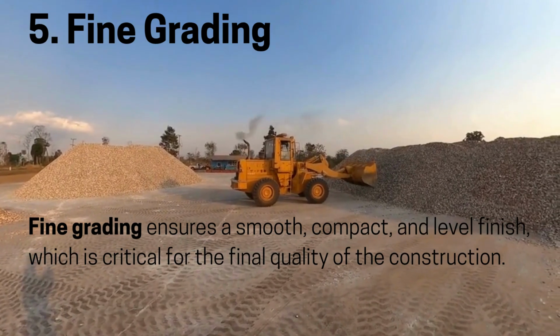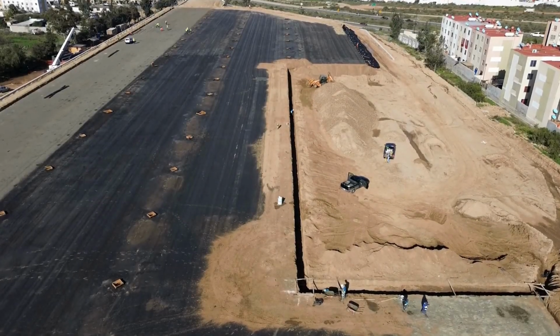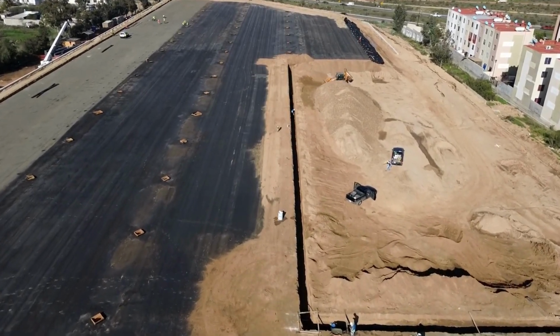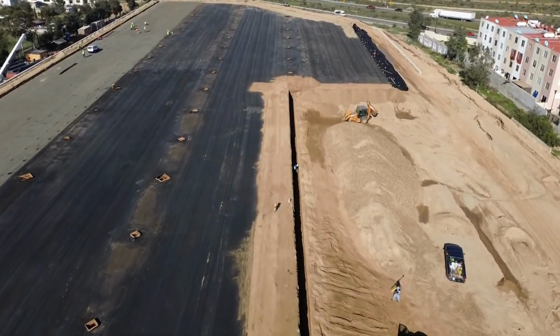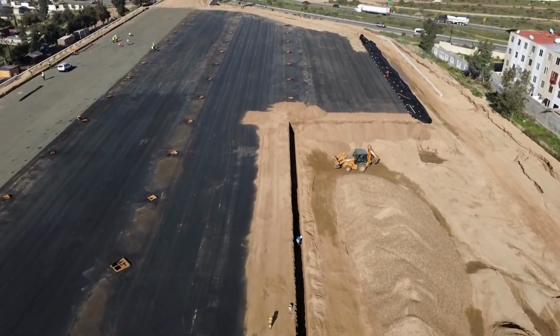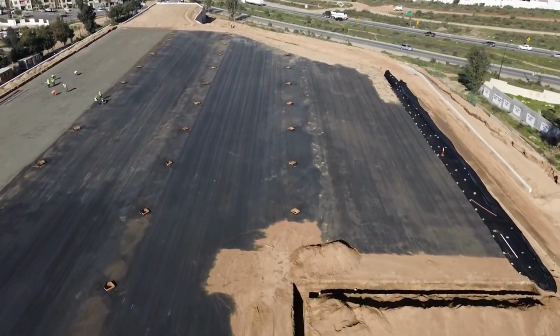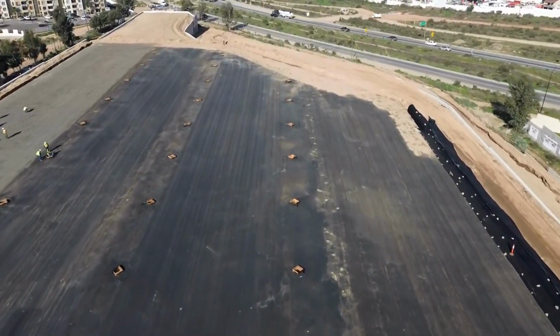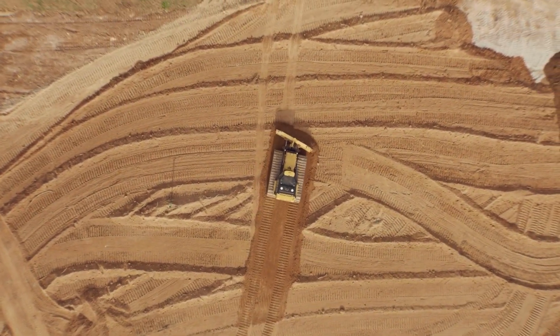This is a more precise process. We use motor graders, rollers, and laser level systems to match the surface exactly to the design elevations. This method is used just before laying a concrete slab, paving roads, installing turf, or landscaping. Fine grading ensures a smooth, compact, and level finish, which is critical for the final quality of the construction.